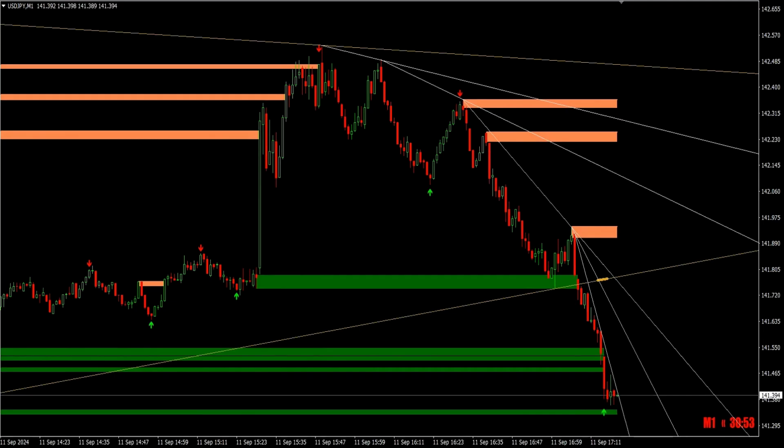Use a 1-minute chart with a 5-minute trade expiry. Avoid trading during news releases, as they can cause market volatility. The best time to trade is during the European and New York sessions for more accurate signals.